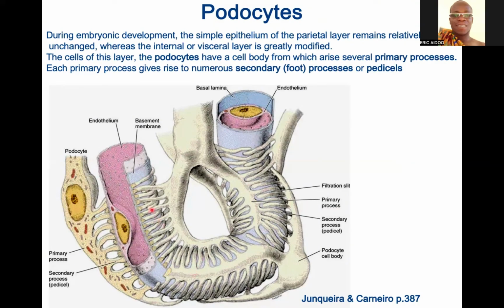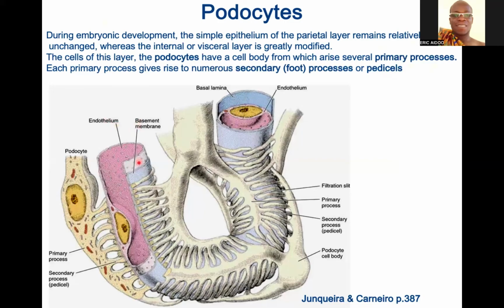together with the glomerular fenestrated capillaries. So during embryonic development, the simple epithelium of the parietal layer remains relatively unchanged, whereas the internal visceral layer is greatly modified. The cells of this layer, the podocytes, have a cell body from which arise several primary and then secondary foot processes, also called pedicels.